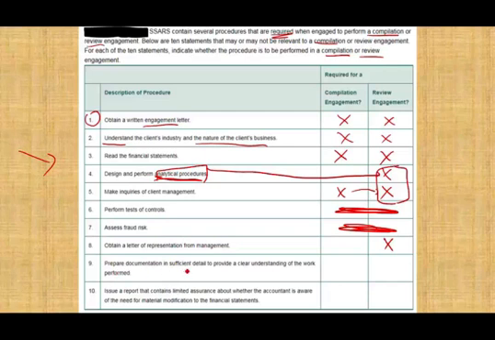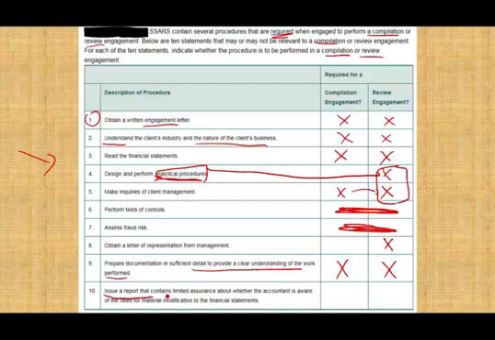Prepare documentation in sufficient detail to provide a clear understanding of the work performed. Of course you need to do so for a review. You need to do so for a compilation. Then you might have to add additional documentation to the report as a backup. It's required for both. It's a good practice. Think about it, documentation is going to support your numbers.